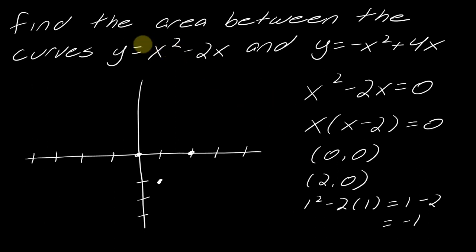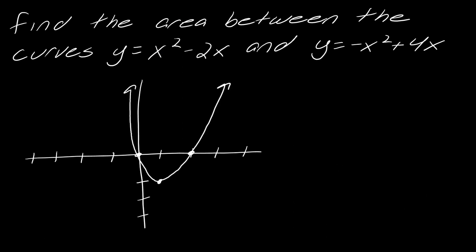If I plug that into my function, 1 squared minus 2x, x squared minus 2x, here's my calculation. So I'll get the point 1, negative 1. So I've just really figured out 3 points of this function to make the parabola. And now I can go ahead and there's my first function, x squared minus 2x.